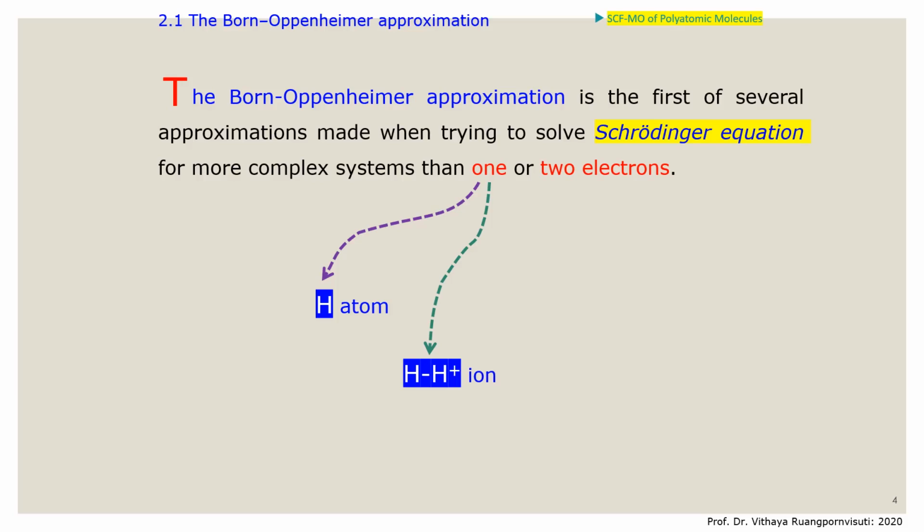The simplest molecule ion is the hydrogen molecule ion, which contains only one electron. For the two electron system, it is the hydrogen molecule, which is the simplest molecule.